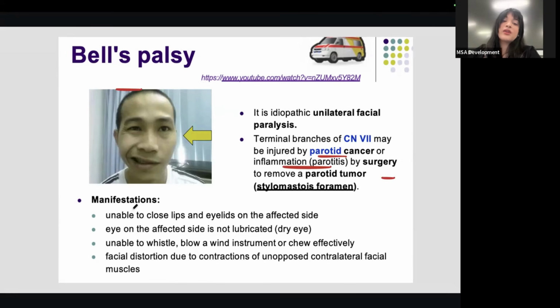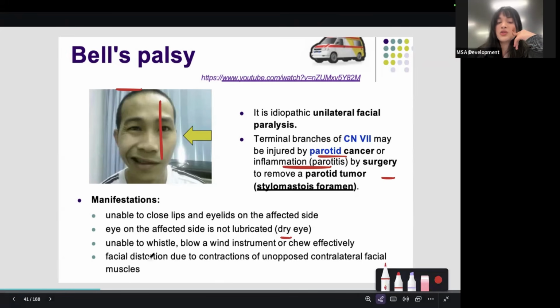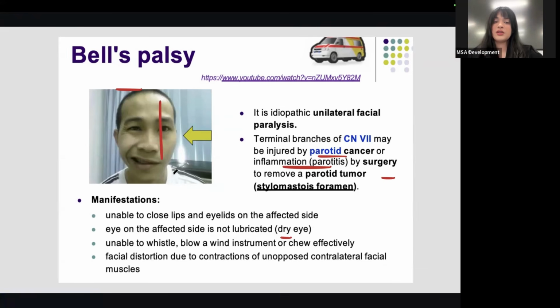And the manifestation: if you ask a patient to smile, on one side they're not going to be smiling. That's because the muscles are paralyzed on this side. So they're unable to close lips and eyelids on the affected side. The eye on the affected side is not lubricated, dry eye, because if you remember, some of the muscles lubricate the eye, keep the eye closed and whatnot. Unable to whistle, the buccinator is paralyzed. Unable to chew effectively, again buccinator. Facial distortion, because you can see here it's clearly asymmetrical. So this is the side of the lesion.